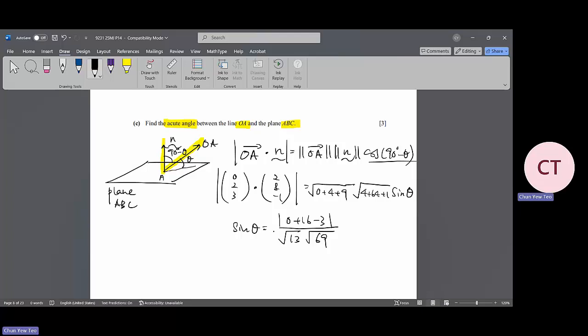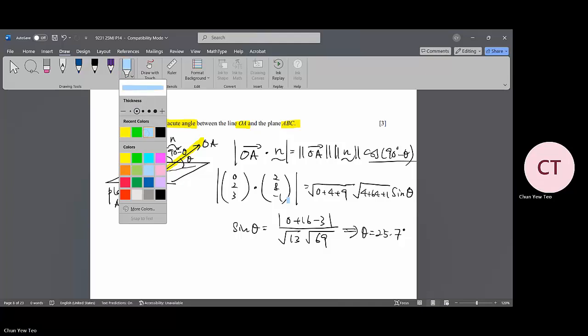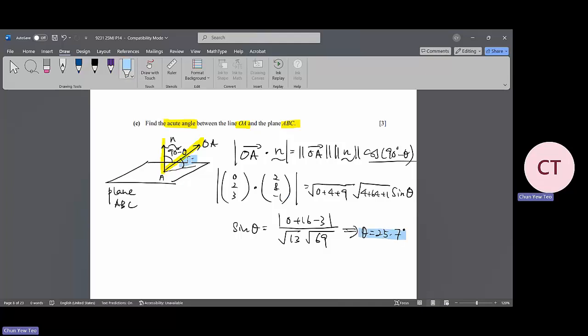Okay. So over here, you just press the calculator. You can get the answer. The theta is equal to 25.7 degrees. That means we have found that the theta over here is 25.7 degrees. That is the angle between the line OA and the plane ABC. Done. Okay. So we are moving on.